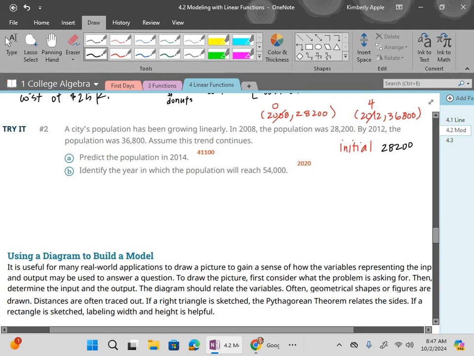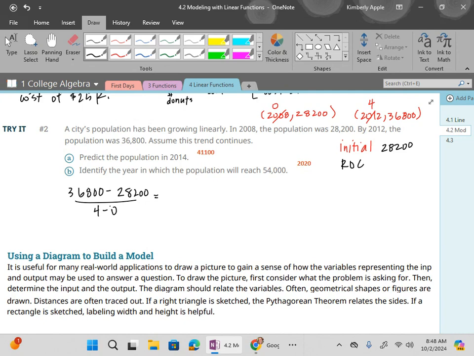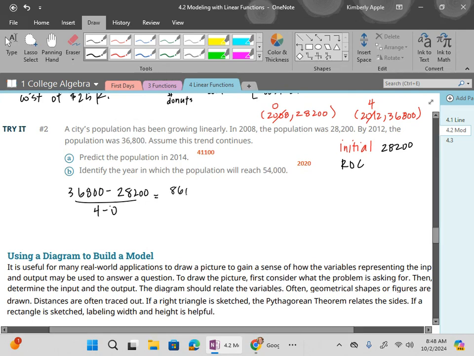And then the rate of change I've got to calculate, right? So I've got to do the slope formula, the change in the output divided by the change in the input. 36,800 minus 28,200 is 8,600, divided by 4, and that gives me 2,150.